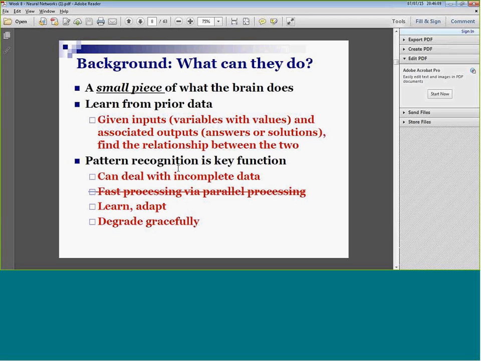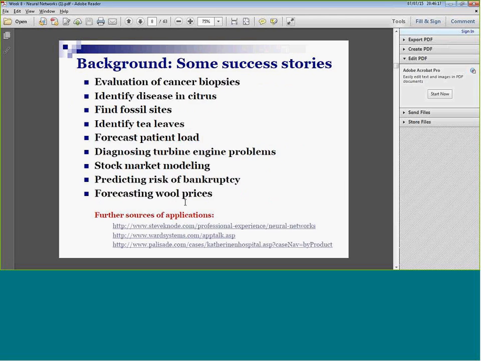Artificial neural networks do learn and adapt, if you want to call what you'll see next learning and adaptation. And of course, as I said, they degrade gracefully. So, before we get into the specifics of how they work, here are some very interesting neural network applications. Again, I try to keep up with these things because I'm so fascinated by neural networks.